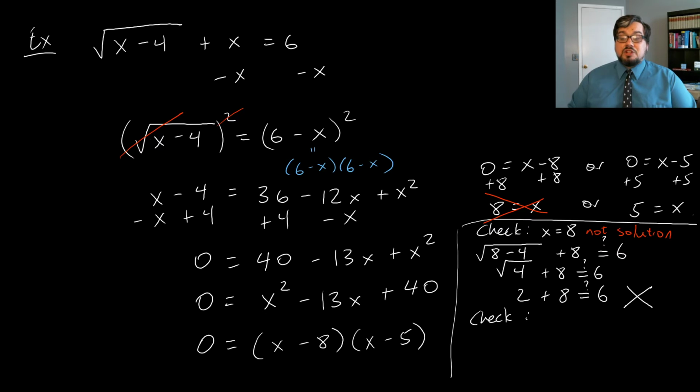Now we still need to check x equals 5. We're not guaranteed that every equation has a solution. It could be the case that both of these equations are extraneous, and we're not going to know that until we go back and check. So we're going to need to check x equals 5 in exactly the same way.